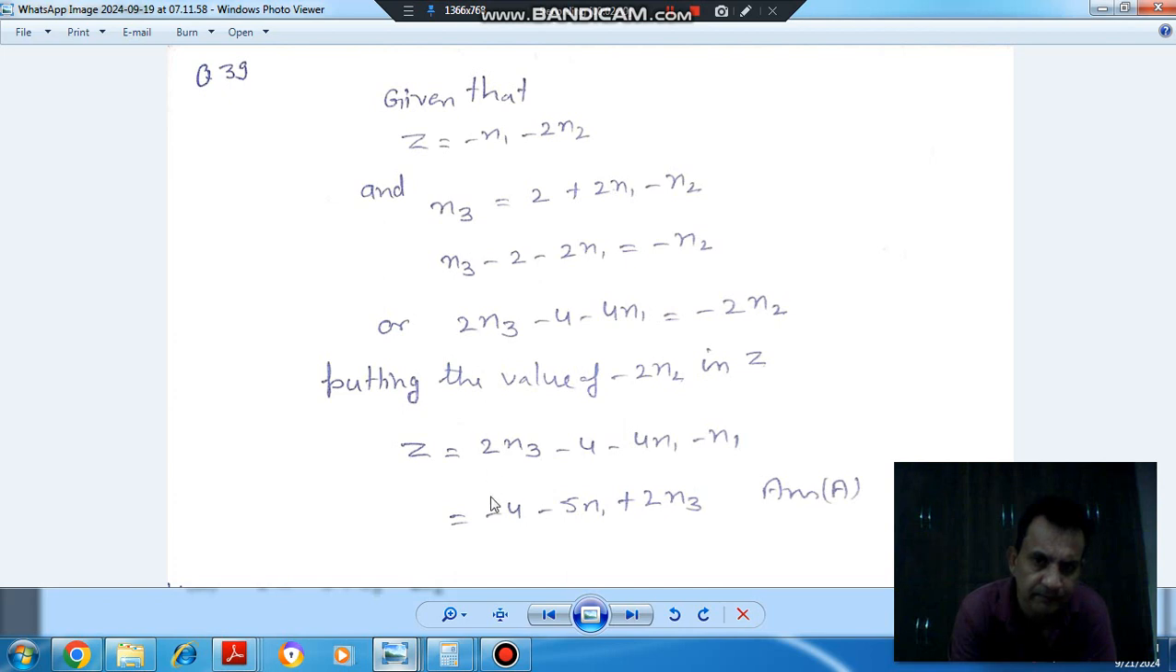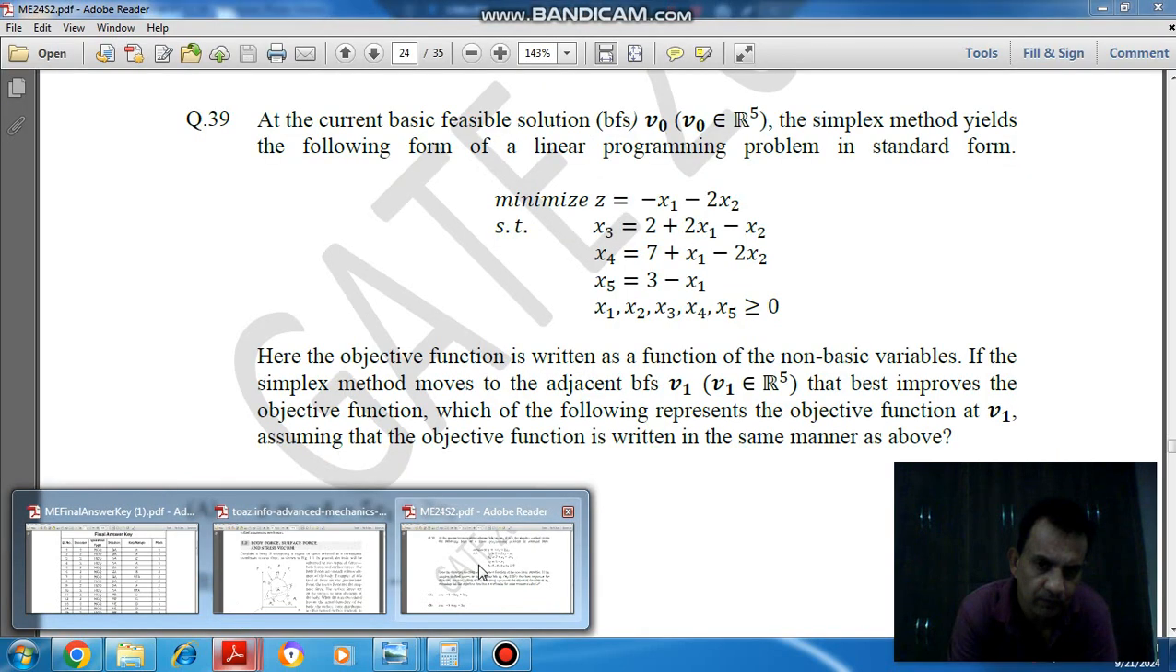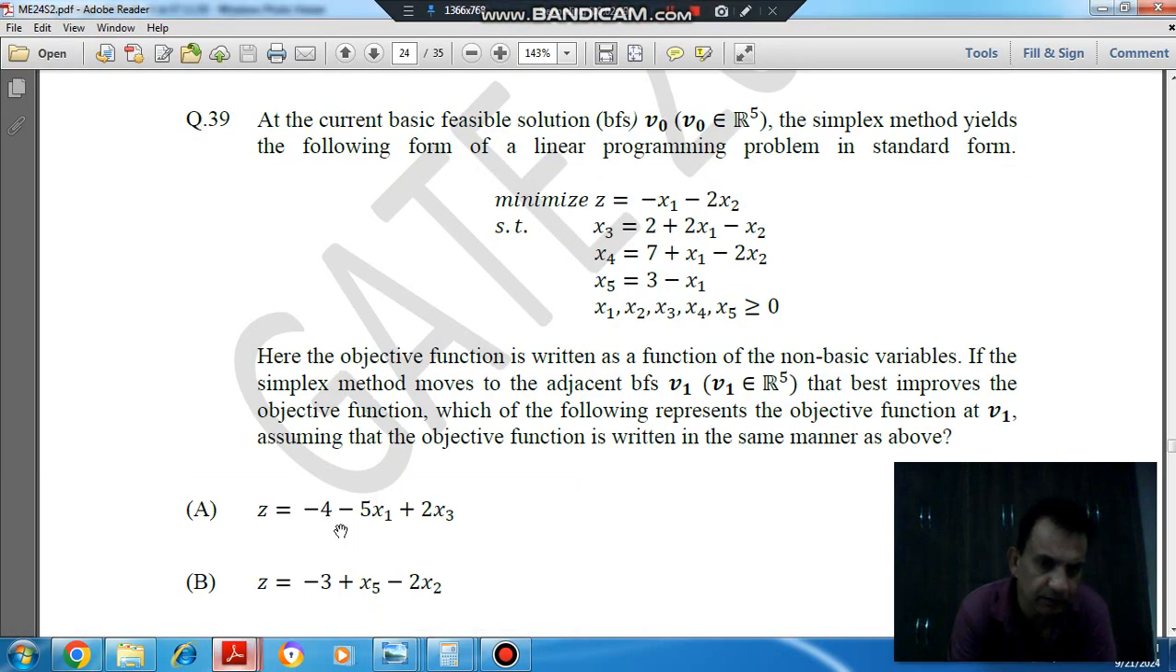Putting it here, it will be 2x3 - 4 - 4x1, and minus x1 gives -5x1. So it will be -4 - 5x1 + 2x3. So it means option A is satisfied, and it will improve the solution. Okay, so that is V1. We put the value of x2 here, and then the next solution is V1. So the answer is option A.